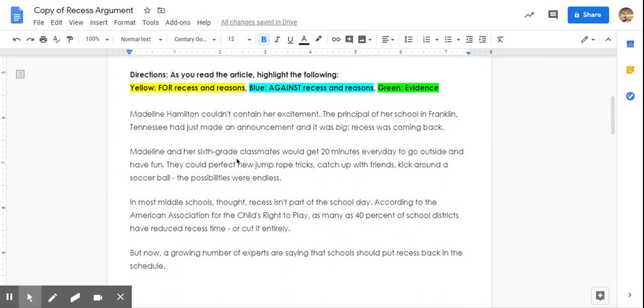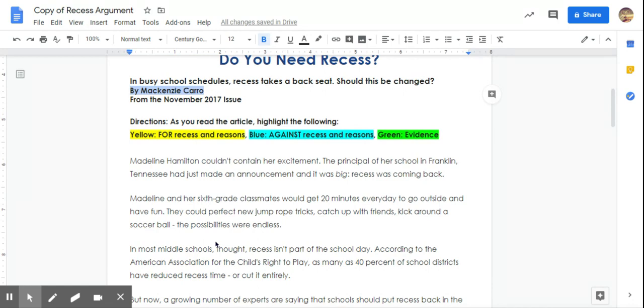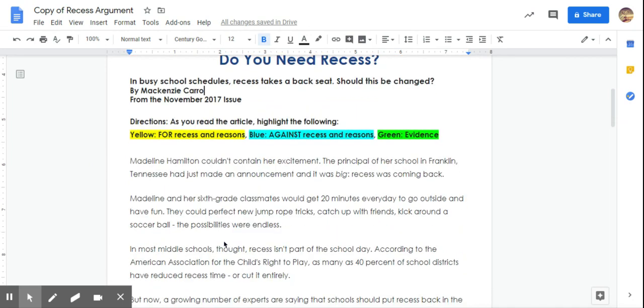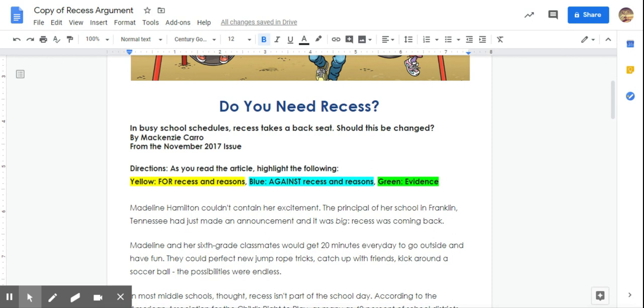Okay. So the way that we're going to do this is I'm going to break it up into 2 days because I've noticed that when the recorded lessons get too long, some of you will just not do them. So we're going to keep it short today, and then we'll go back and finish it up and get a little more in depth with it tomorrow. So our topic here is, do you need recess? It says in busy school schedules, recess takes a back seat. Should this be changed? So we know right off the bat, just by looking at the title and the subtitle here, that we're going to have two arguments. One is going to be, yes, you do need recess. And one's going to be, no, you do not need recess.